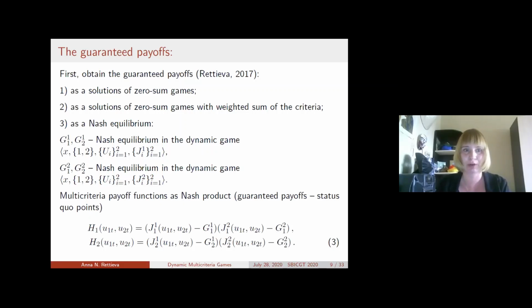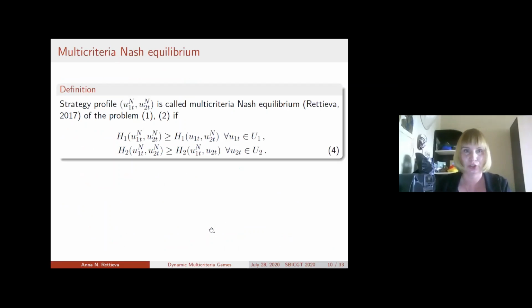Next, we will construct the multi-criteria payoff function as a Nash product. So now the payoff function of each player is the product of the difference between their optimal and guaranteed payoffs. And here is the definition. We call the strategy profile multi-criteria Nash equilibrium if the next inequalities are satisfied. So just like in standard Nash equilibrium, it's not profitable for players to deviate from the optimal one.